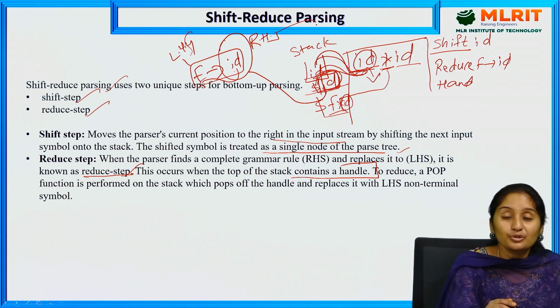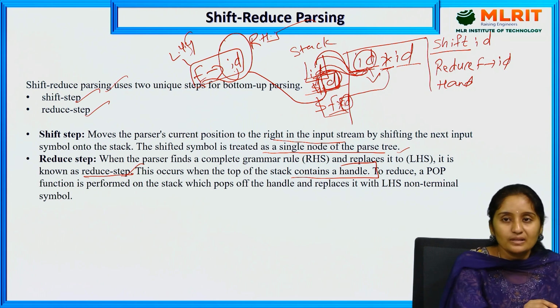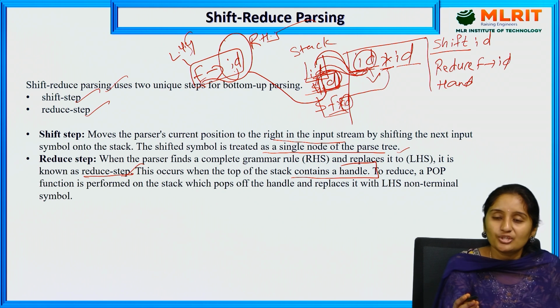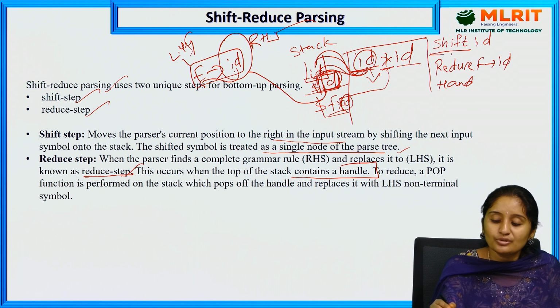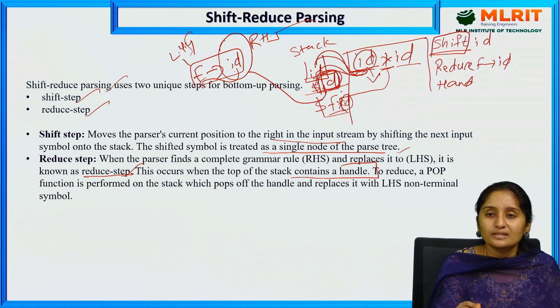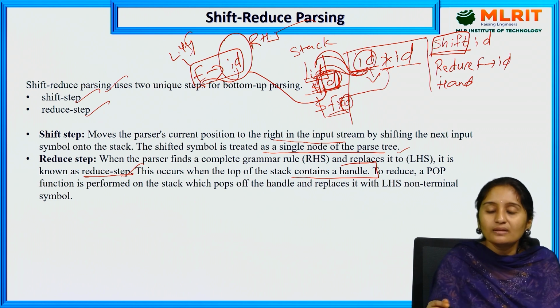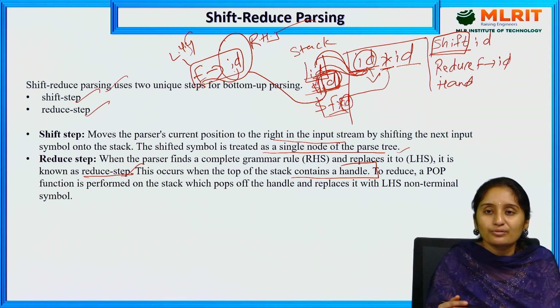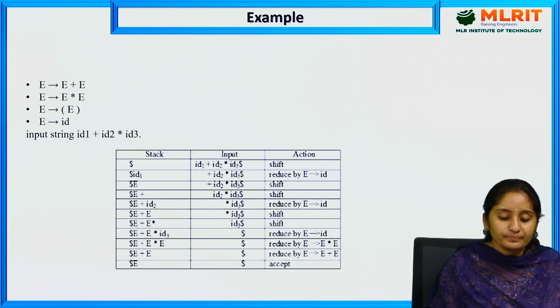There are two unique steps that should be followed to construct a shift reduce parser. The first one is shift and the next one is reduce. Shift shifts one symbol at a time onto the stack. Reduce means if that symbol is found in my grammar, then we replace it with the reduce step, reducing that production. That is shift reduce parsing.